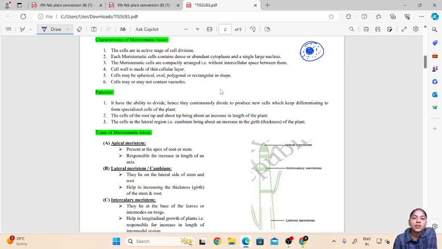Then the meristematic cells are compactly arranged without any spaces between them. Now these cells will be very compactly arranged and there will be no spaces between them. Then the cell wall is made up of a thin cellular layer. Then these cells may be spherical, oval, polygonal or rectangular in shape.